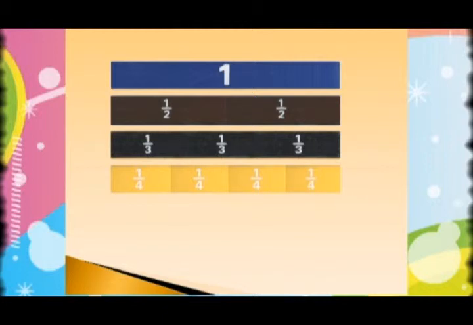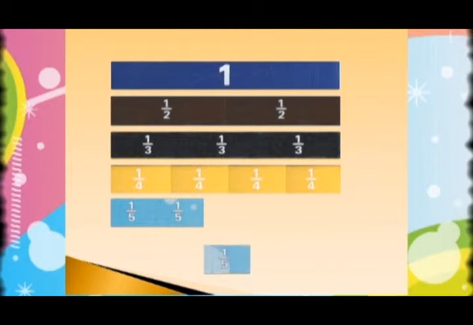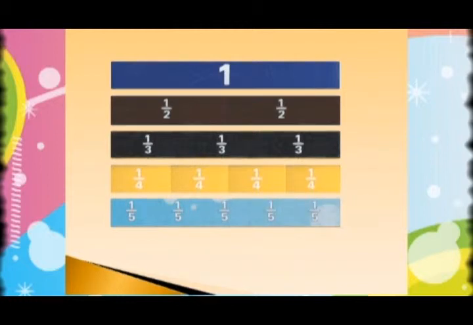How many fifths do you think can make a whole? Let's pay attention and see if we can find out. 1, 2, 3, 4, 5 fifths. So we have 5 fifths that will give us 1 whole. Now we will be arranging fractions from largest to smallest.